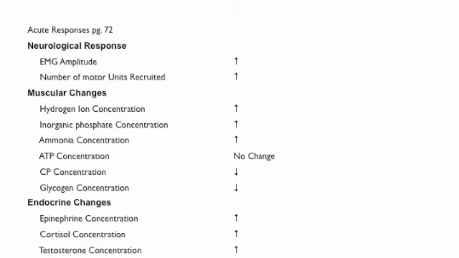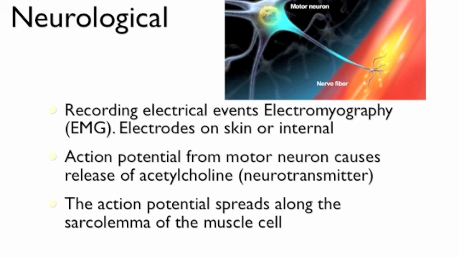And so your text lists, there's a table that lists all the acute changes that occur with each bout of exercise. And so one of the areas they look at are neurological changes. And they measure the force of production, the force that's produced by the muscle, with EMGs. And EMGs are electrodes that can be placed on your skin or internally. And they'll measure the action potential as it spreads over the cell membrane, as an indication of the amount of force or how much the muscle is stimulated.